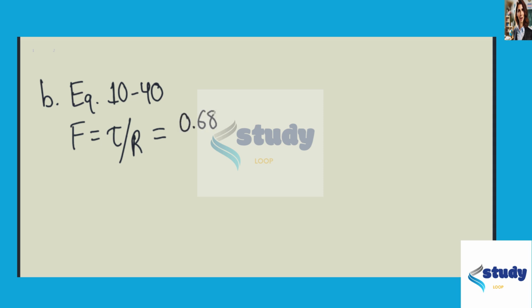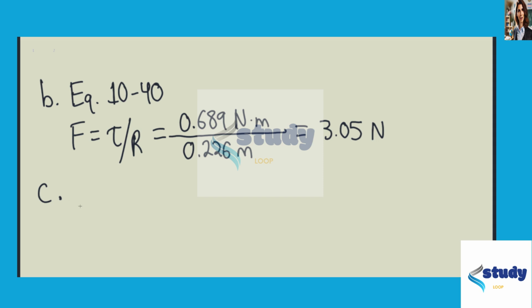For part B, from equation 10.40, we can simply say that the force would be equal to the net torque divided by the radius. So this would be 0.689 Newton meters divided by 0.226 meters. This is giving us 3.05 newtons.